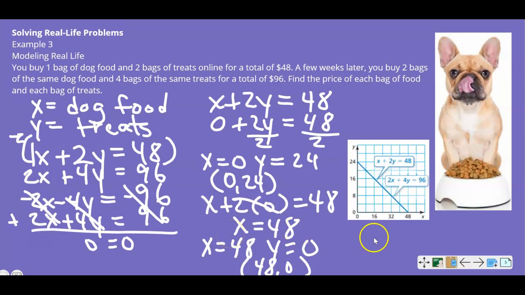To save a little time, I went ahead and brought the graph over so you can see that we found the intercept of (0, 24). So when x is 0, y is 24 is a solution. And we found the other intercept to be (48, 0). So when x is 48, y is 0, that's the other solution. You can see that this line represents both of these equations. Any point on this line will tell you how to find the price for dog food and a bag of treats.